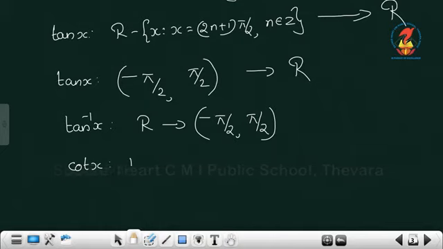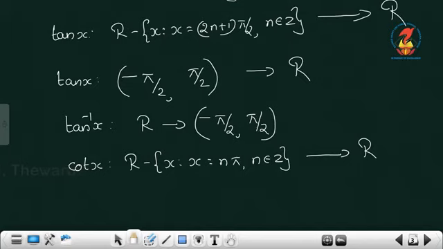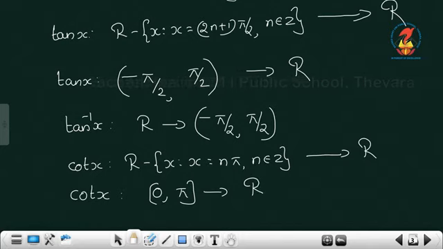The domain of the cot function is R minus the set of all x such that x is equal to, cot means cos by sine, so x is equal to n pi, you have to subtract, n belongs to Z, to R. Again this function is not 1-1 and onto. So you have to divide into subintervals, and the interval 0 to pi. Cot is similar to cos and tan is similar to sine. So 0 to pi to this R is 1-1 and onto.